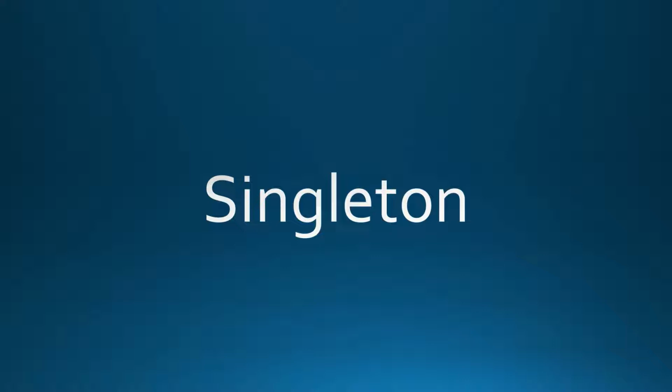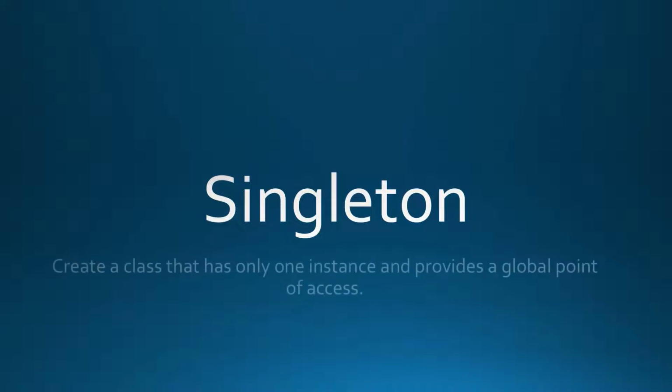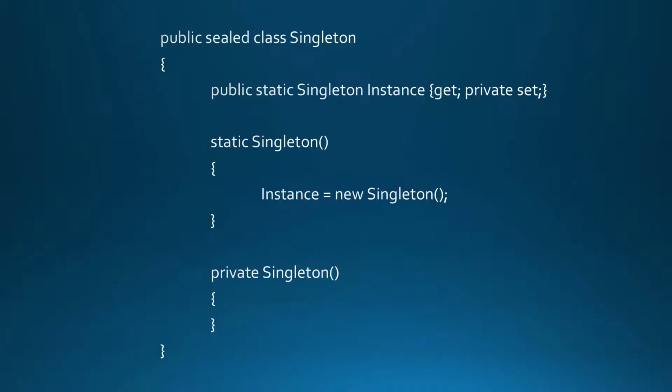Let's see the most basic C# singleton example. Here we have a public class which is sealed to prevent from inheriting from it. The class has only one static field with public getter and private setter. Private setter ensures that the value of the field won't be modified. Public getter functions as a point of access to the field.